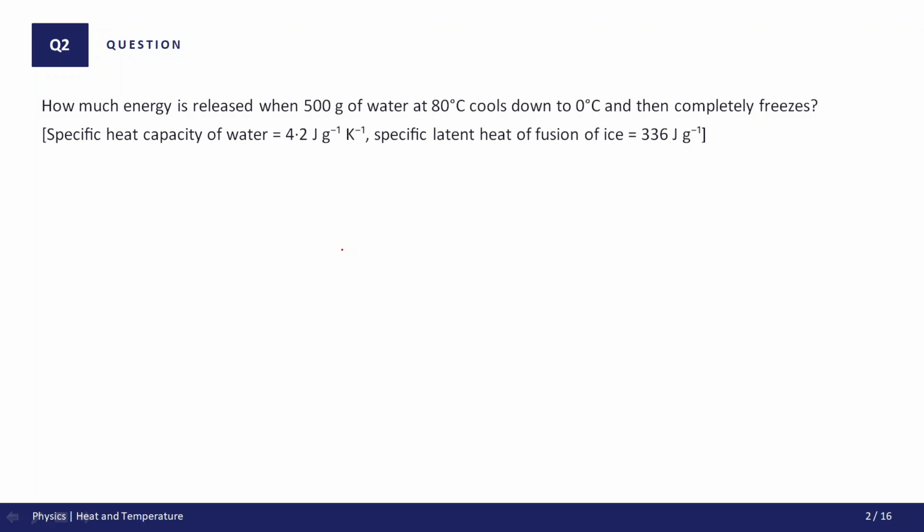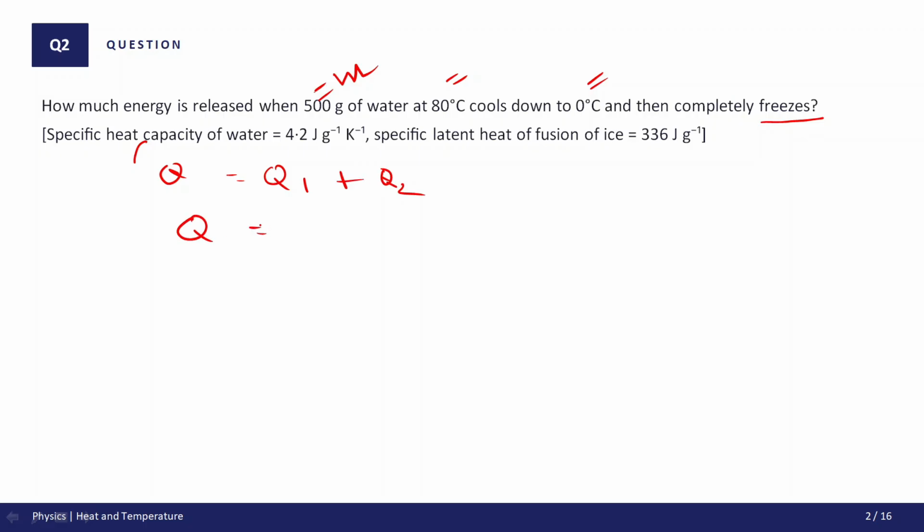C equal to 4.2, L equal to 336. So this is the mass, this is the temperature, 0 degrees Celsius. We said freezes, I mean it comes to ice state. We will see how we can find. So Q equal to Q1 plus Q2.